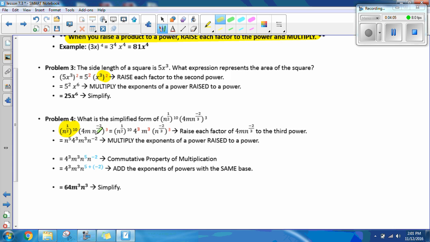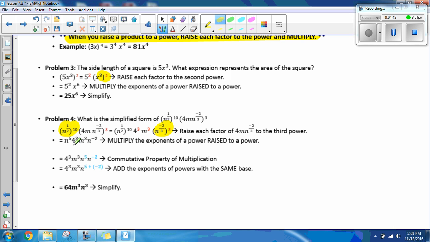For the product, I have to multiply each of the factors. I have to raise each of the factors to that exponent. So I get 4 to the 3rd power, m to the 3rd power, and then I have n to the negative 2 over 3 power to the 3rd power. Well, this here is a power raised to a power, so I just multiply the two exponents. Negative 2 over 3 times 3 will just give me negative 2. So basically I have n to the 5th power, 4 to the 3rd power, m to the 3rd power, and n to the negative 2nd power.